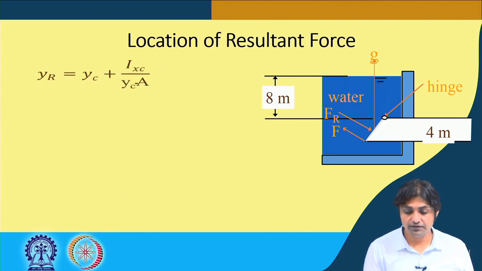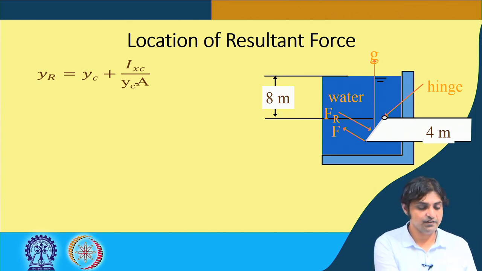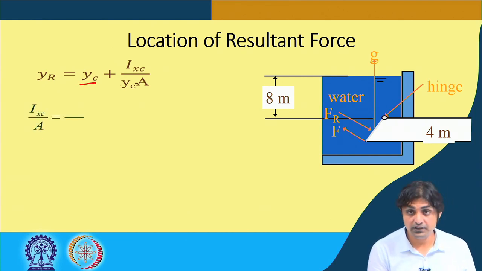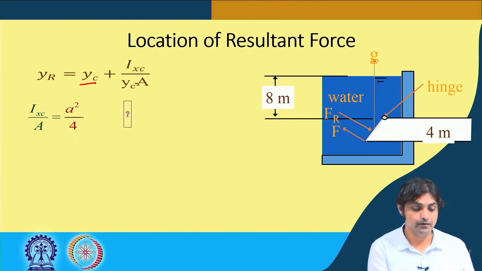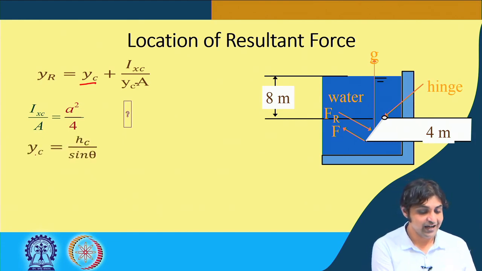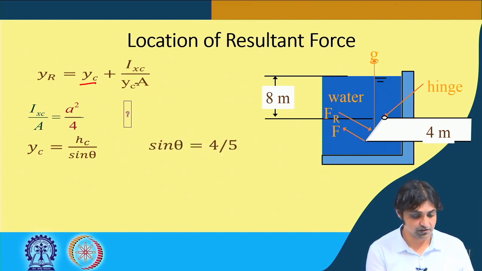What is the location of the resultant? We need to find YR and XR. YR is given by YC plus IXC by A YC, from the set of areas that we had seen in the last lecture, where IXC is given as A square by 4. If you are confused, you can go and see it in the last lecture notes. YC can be written as HC by sine theta. This we have already seen in the derivation. Sine theta is 4 by 5 for this ellipse, because the minor axis and major axis are 2 and 2.5.